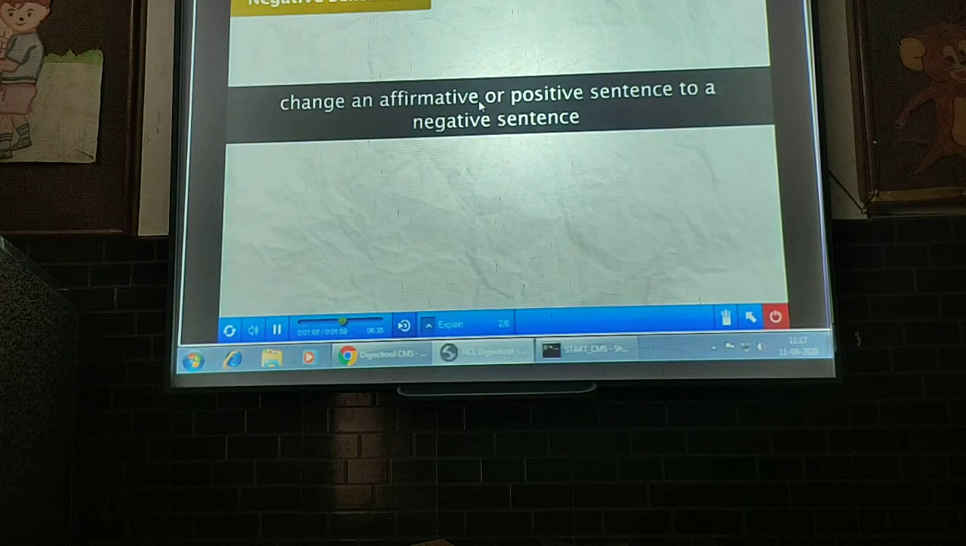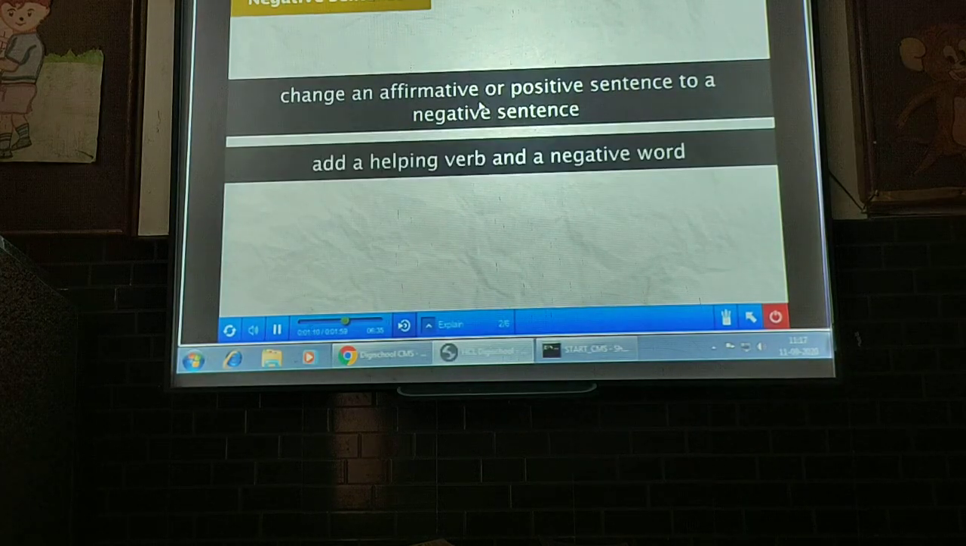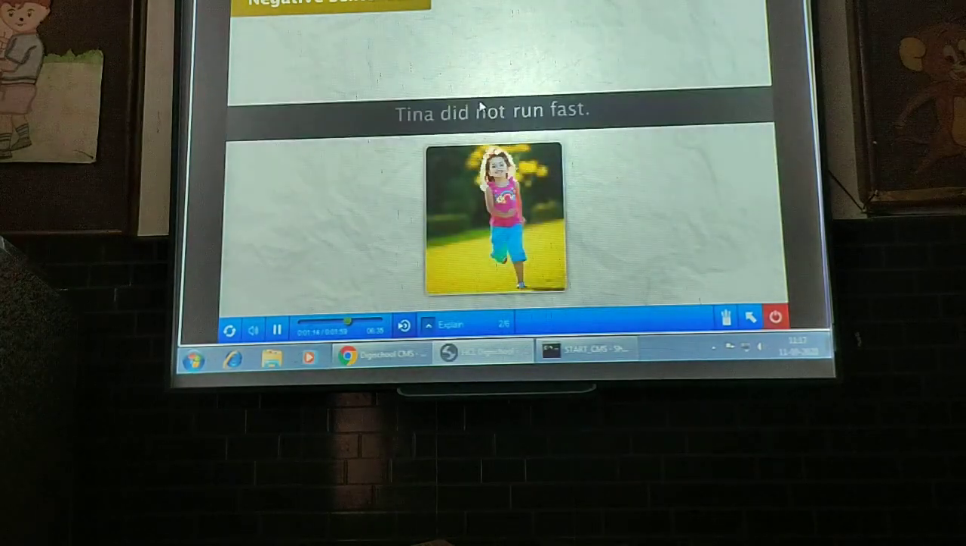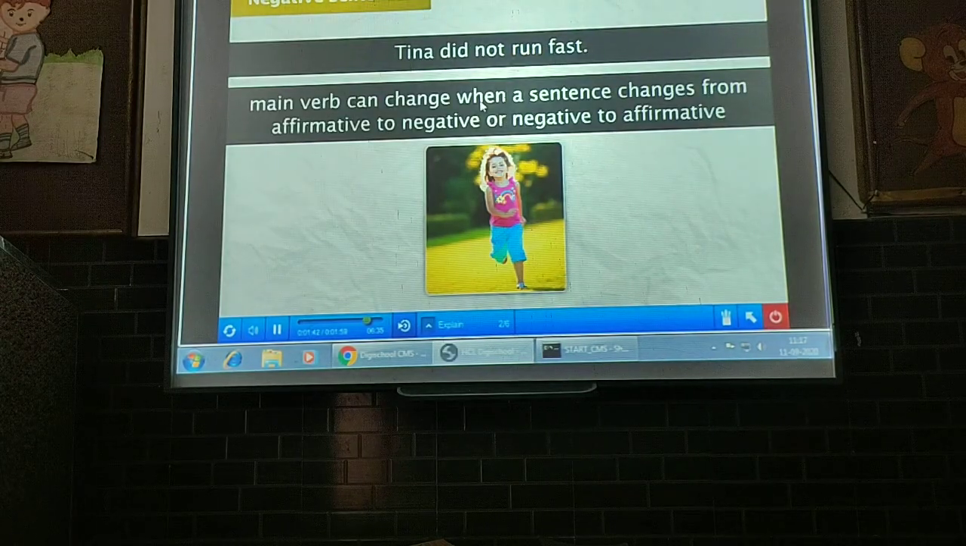You can change an affirmative or positive sentence to a negative sentence by adding a helping verb and a negative word. For example, you can change the sentence about Tina to a negative sentence using the helping verb did and the negative word not so that it becomes Tina did not run fast. This tells you about what Tina did not do. And you can see that the main verb ran changed to run in the negative sentence. So, sometimes the main verb can change when you change a sentence from affirmative to negative or negative to affirmative. Next, let's look at some more examples of affirmative and negative sentences.